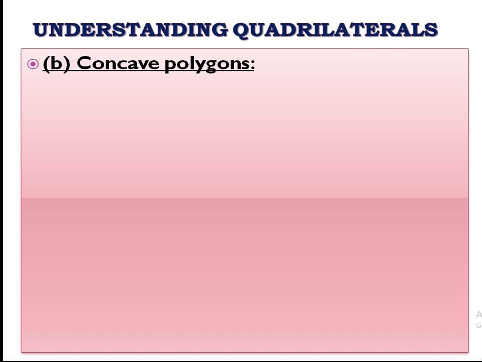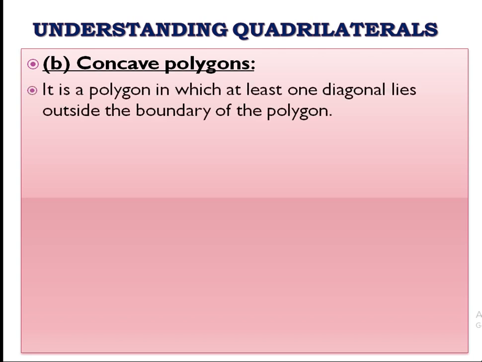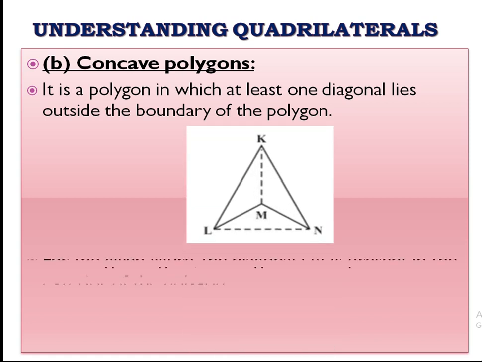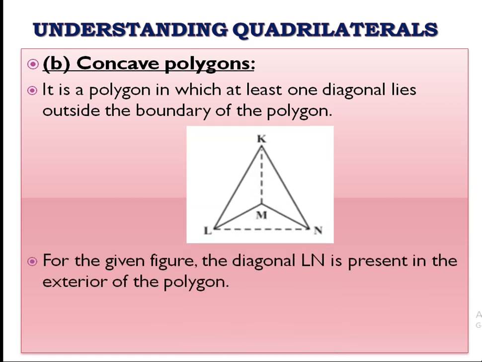Now concave polygons. What is a concave polygon? It is a polygon in which at least one diagonal lies outside the boundary of the polygon. Here, see the figure. For the given figure, you see the diagonal LN is present in the exterior of the polygon. Okay student.